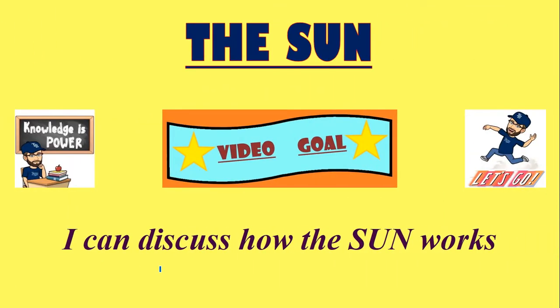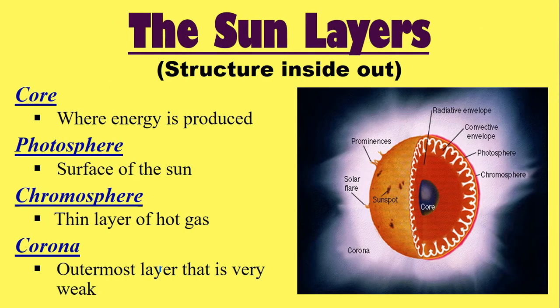Today, in this Astronomy Edition video, we're going to talk about the Sun. By the end of the video, you should say, I can discuss how the Sun works. So, a little bit about the Sun. We all know that the Sun's a star. The Sun is the closest star to Earth, but the Sun does have layers to it, just like the Earth has layers. When we talk about the lithosphere, we're going to talk about the Earth layers, but right now let's talk about the Sun layers.